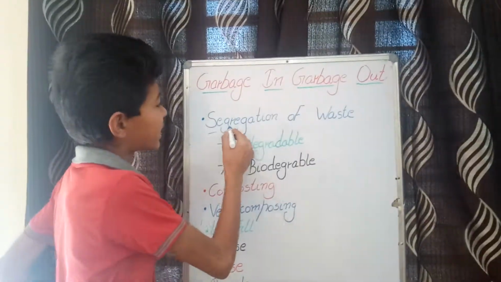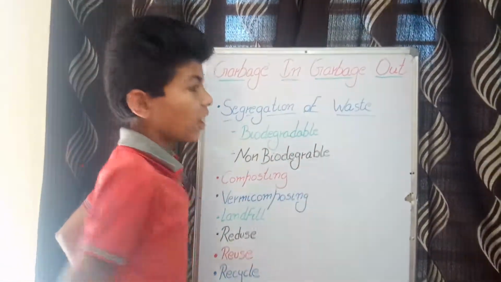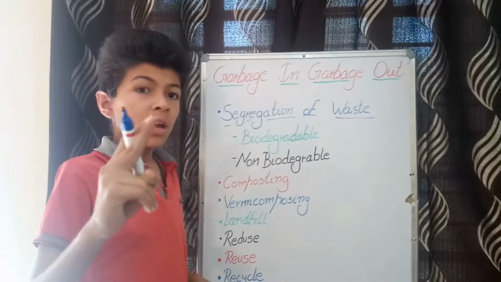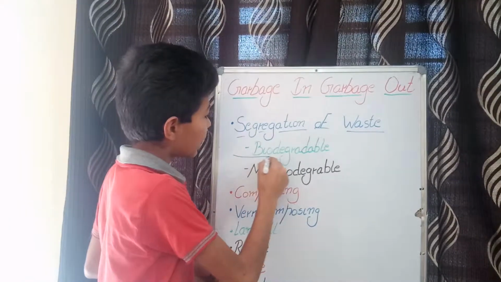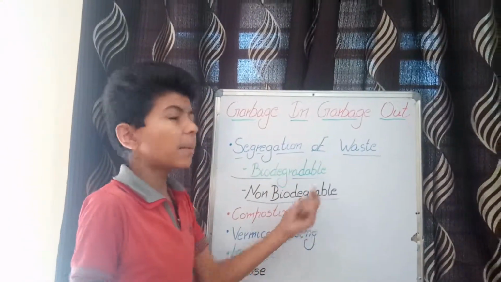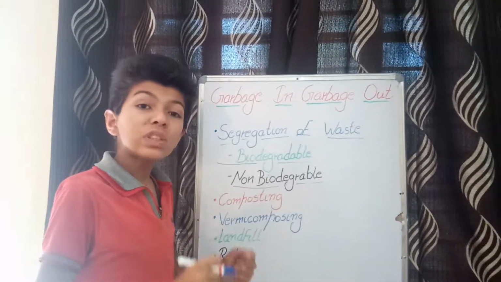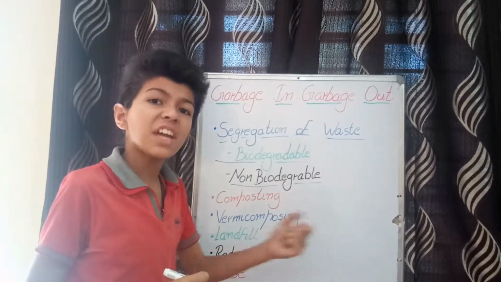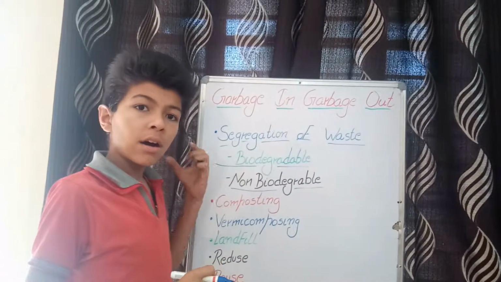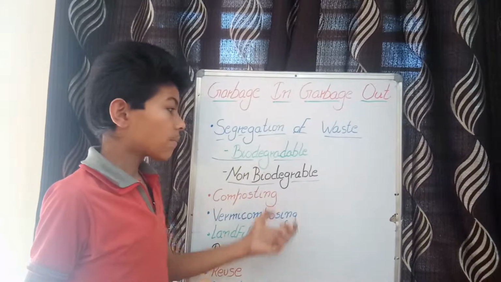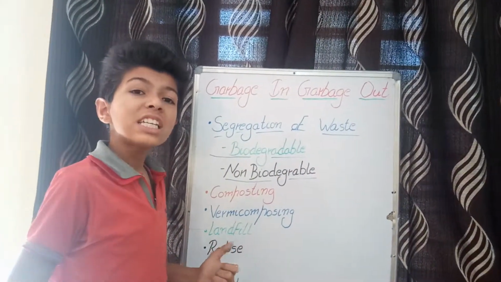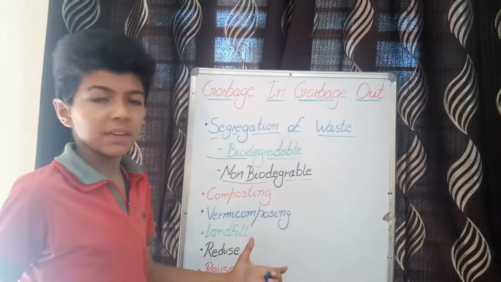First we have segregation of waste. We can divide the waste into two parts: biodegradable and non-biodegradable. Biodegradable waste is waste which can be rotted by the actions of decomposers, and waste which cannot be rotted by the actions of decomposers is called non-biodegradable waste.